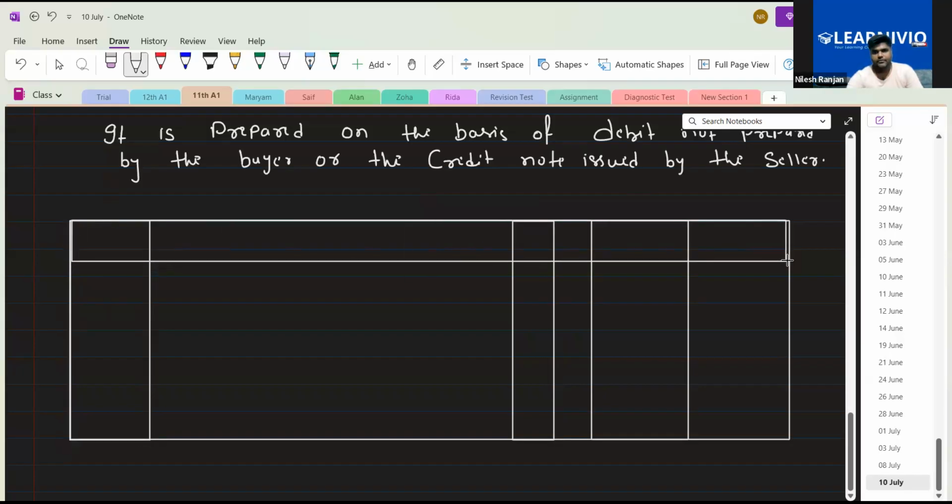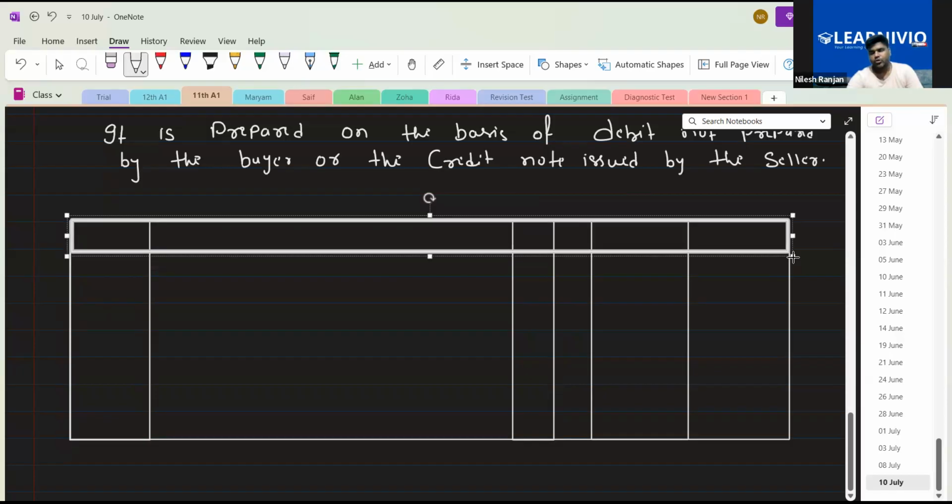When the seller issues the document for the same transaction, then it is called a credit note, because the seller will credit your account with the amount of return. So he will reduce the amount payable by you. That's why it is credited, and you will decrease the amount payable to him. So you will make a debit note and the seller will issue a credit note.